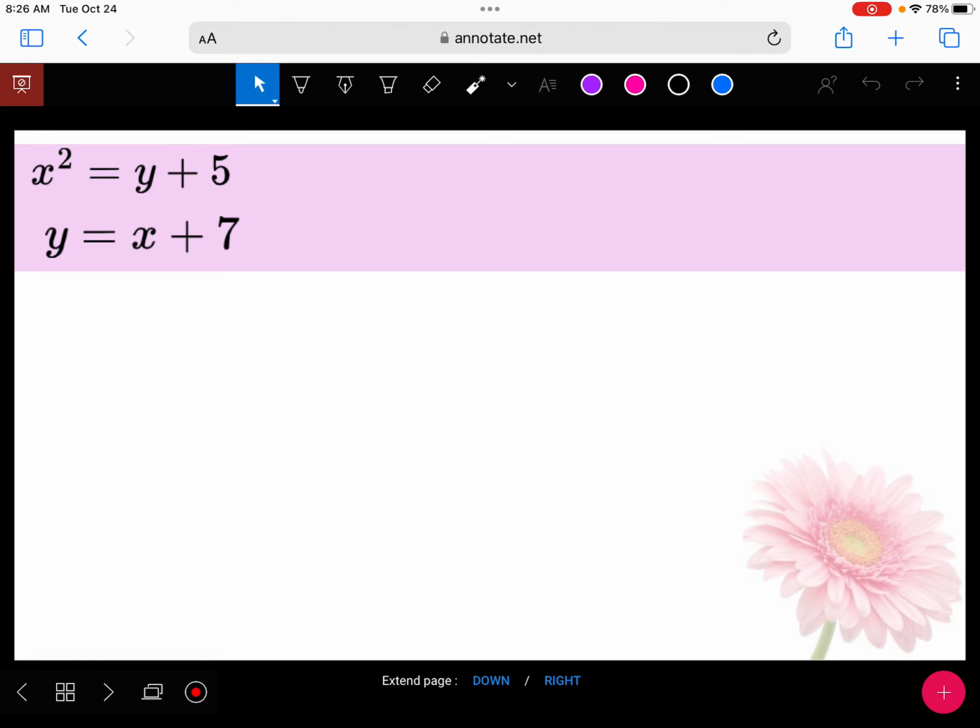So we got this one. x squared equals y plus 5, and y equals x plus 7. We're asked to figure out where they cross. We are told to solve the system.